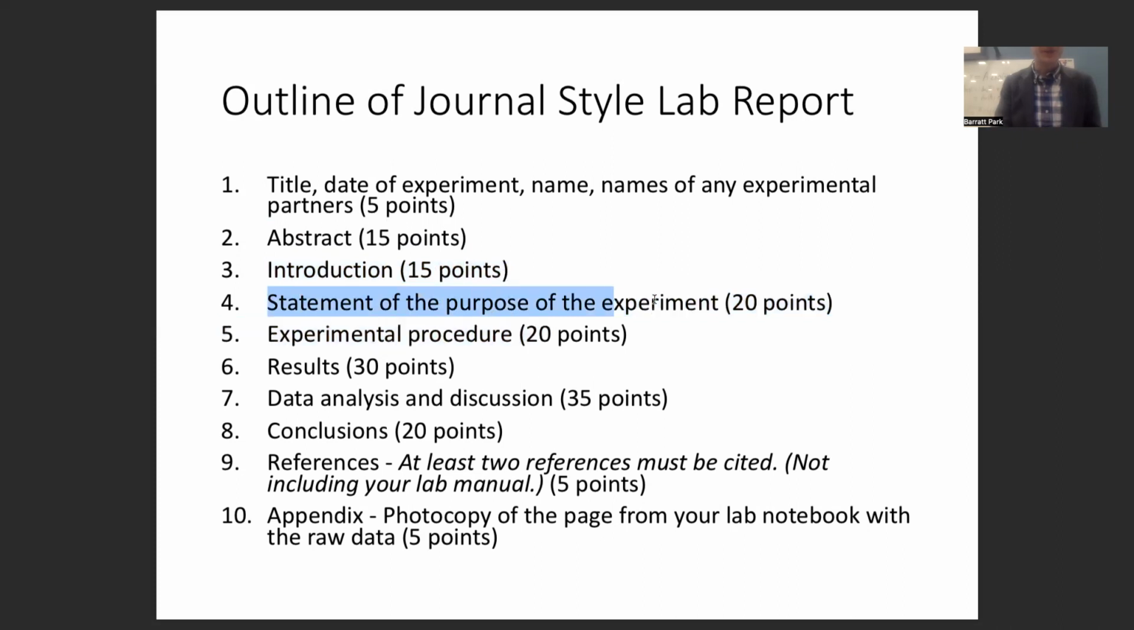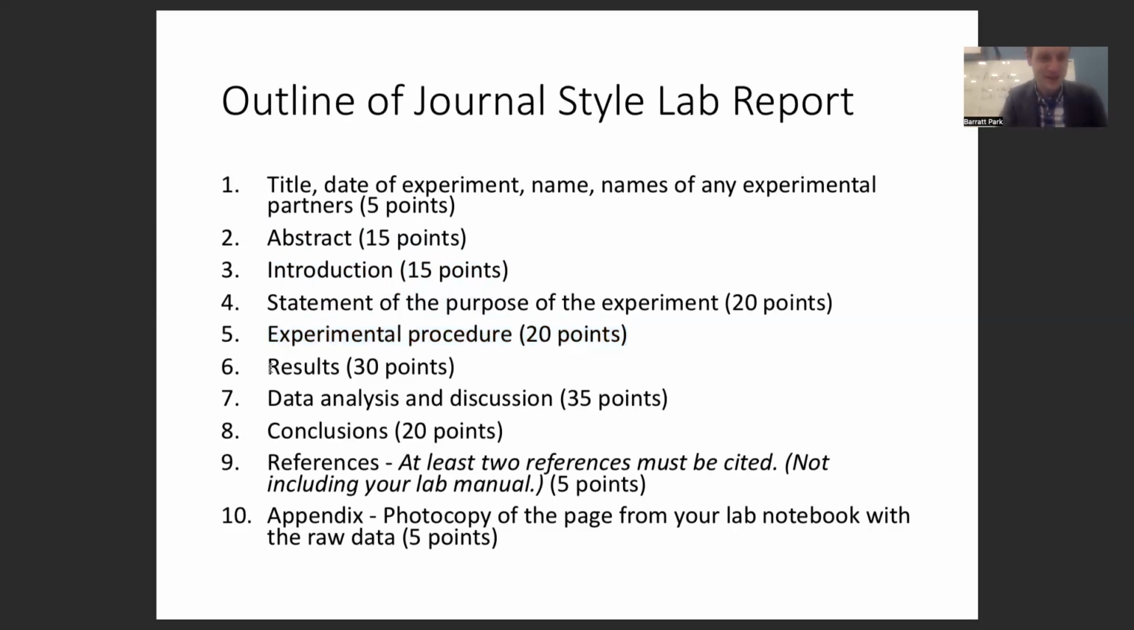Next, statement of purpose of the experiment. This can be similar to the statement of purpose in the short report. In the journal style report, you're going to give the experimental procedure. This needs to be in prose format, so in sentence, paragraph format. It needs to be detailed enough that a competent scientist would be able to understand what you did and reproduce what you did. Okay, but you don't need more details than that.